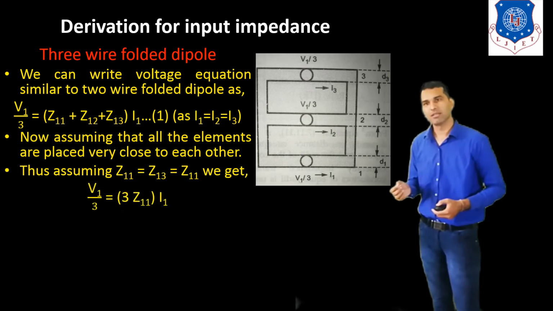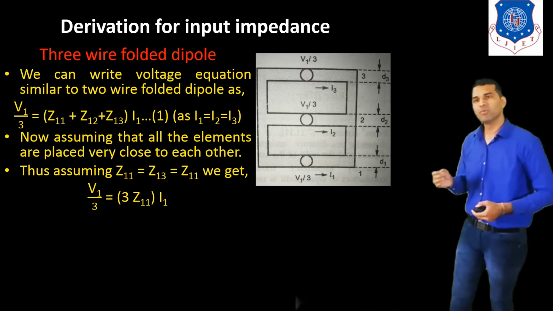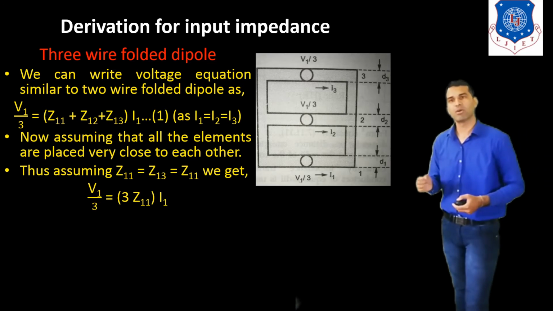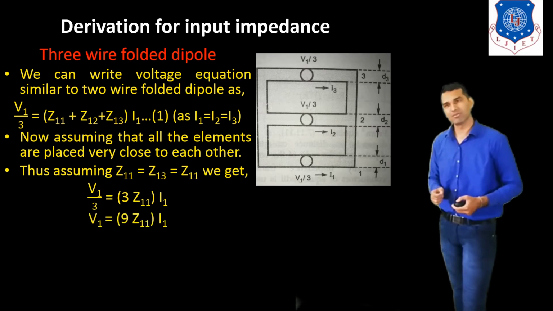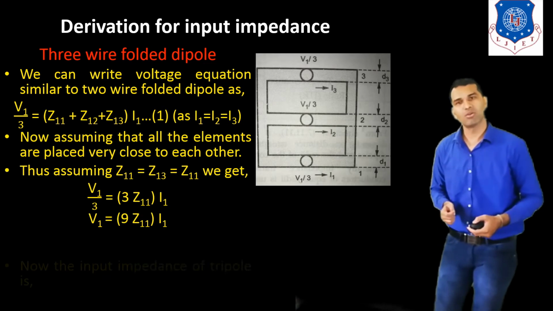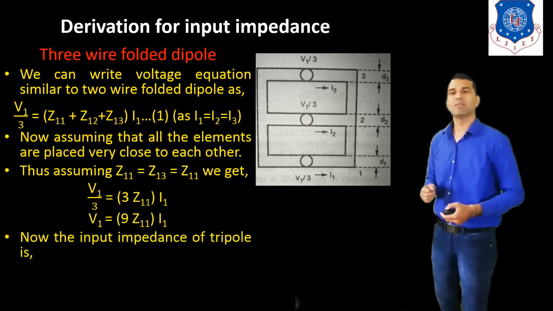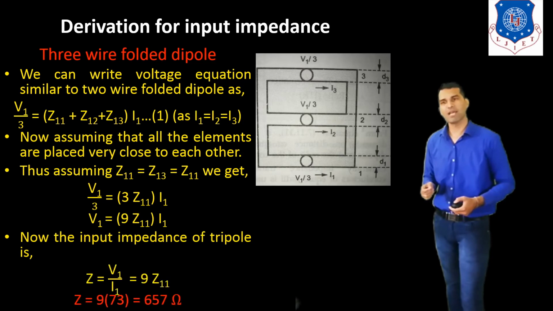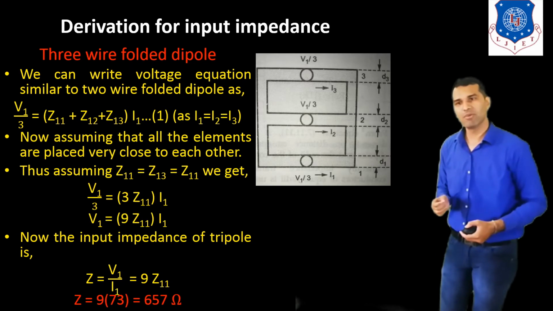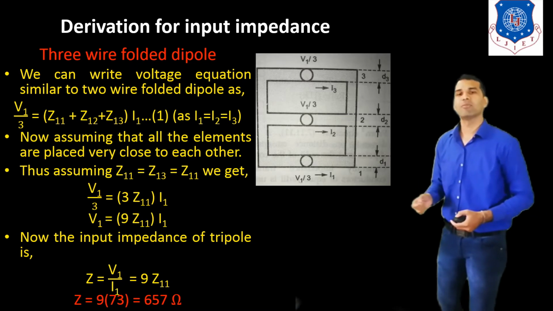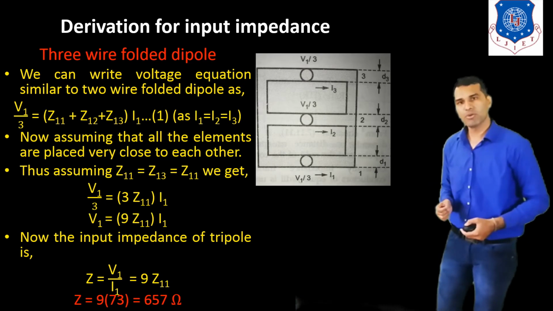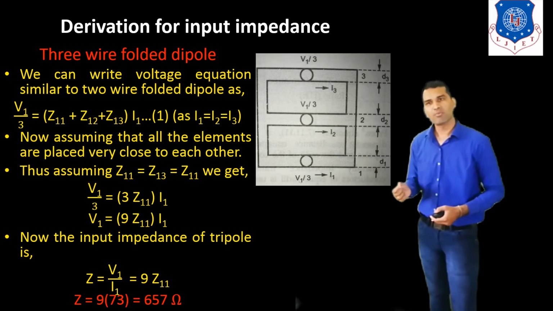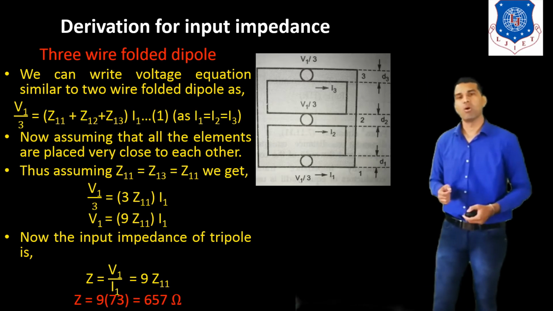So we can write this equation as V1 by 3 equals 3 Z11 into I1. So finally we get V1 equals 9 into Z11 into I1. Now the input impedance of the tripole we can write as Z equals V1 upon I1. So I1 is cancelled, and Z becomes 9 Z11. And we have the value Z11 equals 73 ohm. So we get the input impedance for the 3-wire folded dipole antenna as 657 ohm.